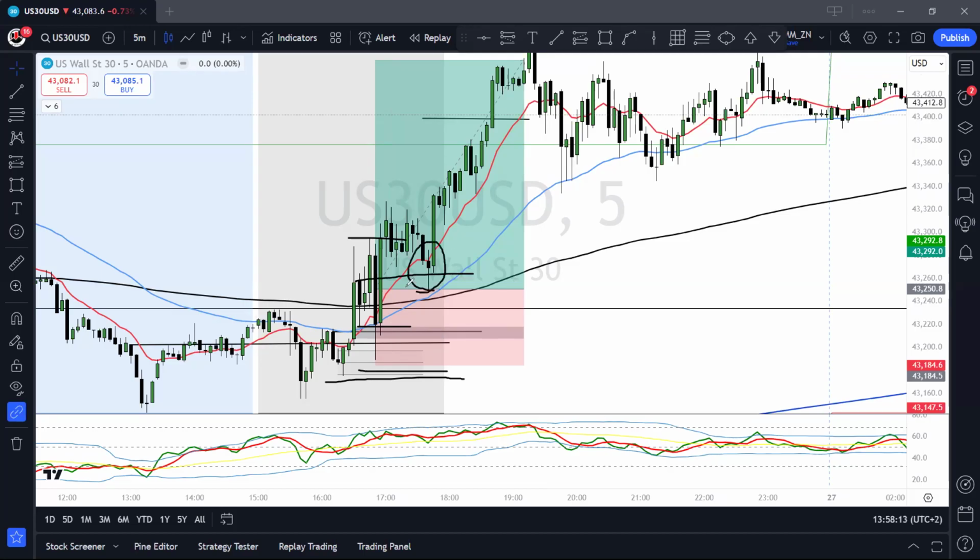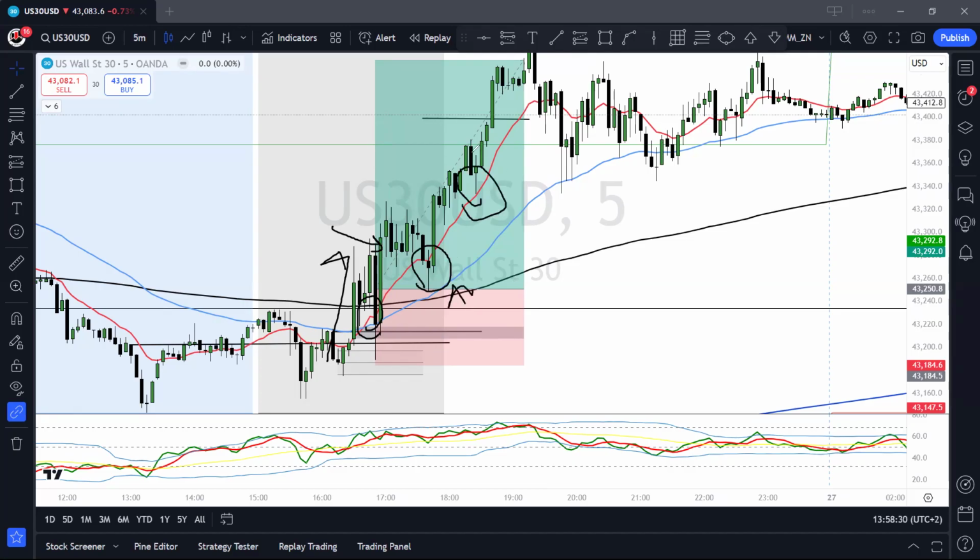And again, now you can see that 13 EMA, which I was talking about. And this is the 5-minute time frame. Same thing. After our market structure shift, price bounced off the 13 with a bullish engulfing. Price bounced off the 13 with a doji.